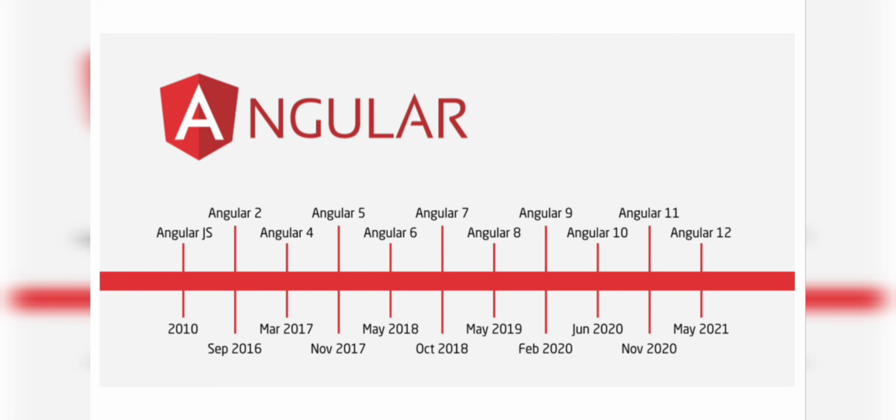And now let's look at the versions which are available in Angular. The first version, that is AngularJS, was developed in 2010, and then Angular 2, 4, 5, and now in 2022 Angular 13 is also there.